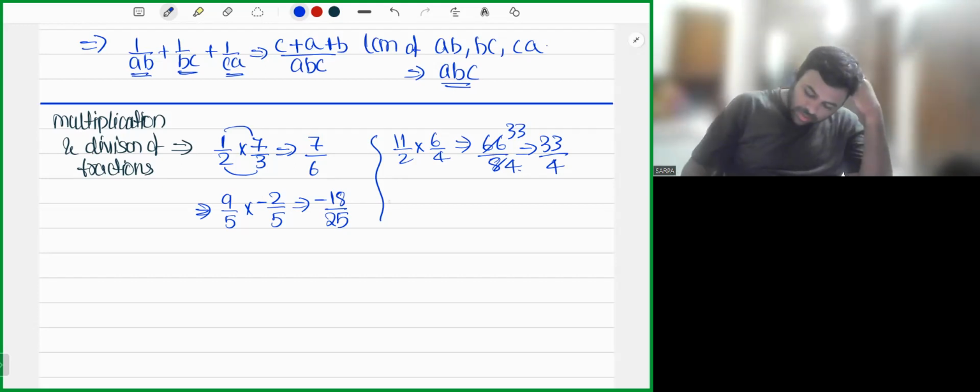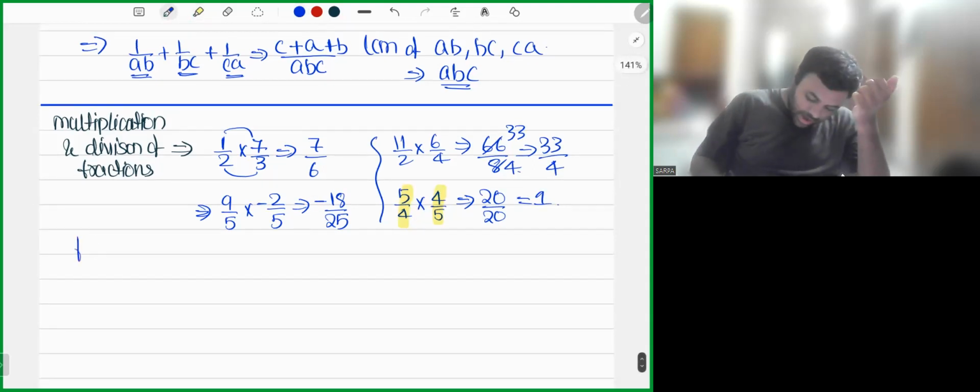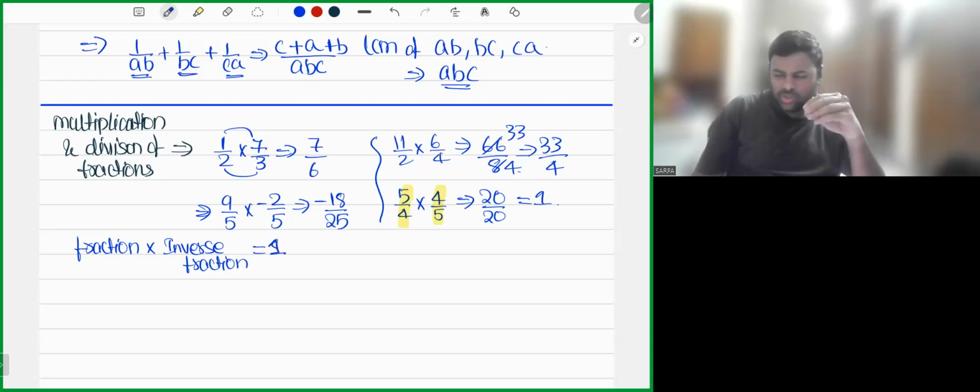Next, I'm having 5 by 4 into 4 by 5. 5 into 4, 20. 4 into 5, 20. This is called 1. My dear friends, these are called inverse fractions. 5 by 4 inverse fraction is 4 by 5. So a fraction multiplied by its inverse fraction will remain 1. Sorry. These fractions itself we call ratios. But ratios, the way we interpret them is different. Though we'll write it as A by B itself, the way of interpretation will be different.